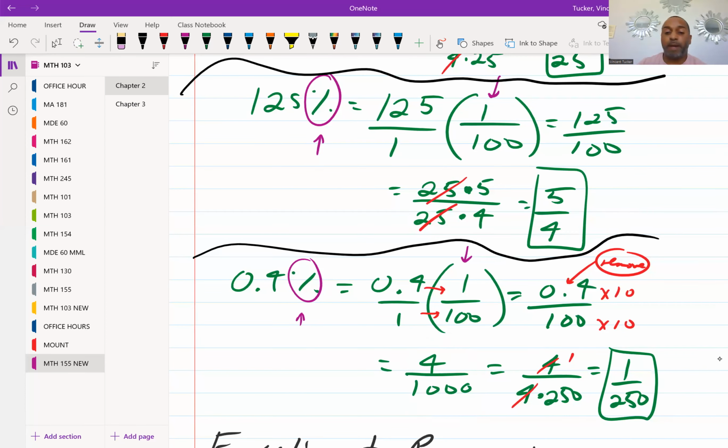And then once again, you want to examine both numbers to see if anything can be reduced or canceled out. 4 is 4, of course, but 1,000 is 4 times 250. So those 4s cancel, leave you with just a 1 in the numerator. Bottom, you have 250.